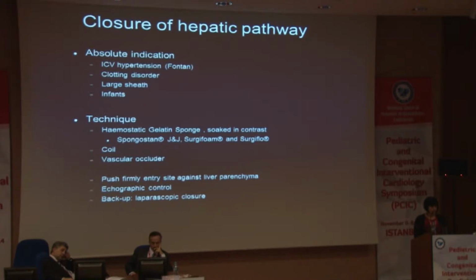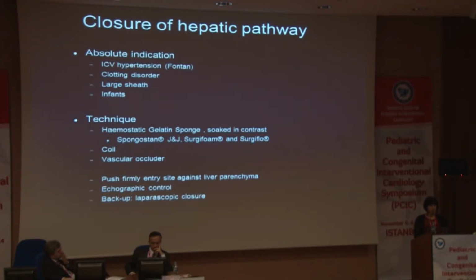You can either use hemostatic gelatin sponge, which is soaked in contrast, so-called Spongostan, and it's introduced via your sheath into the tract in the liver, controlling with a hand injection through your sheath to see what the position is. You can also use a coil, or you can use some other plug or vascular occluder.